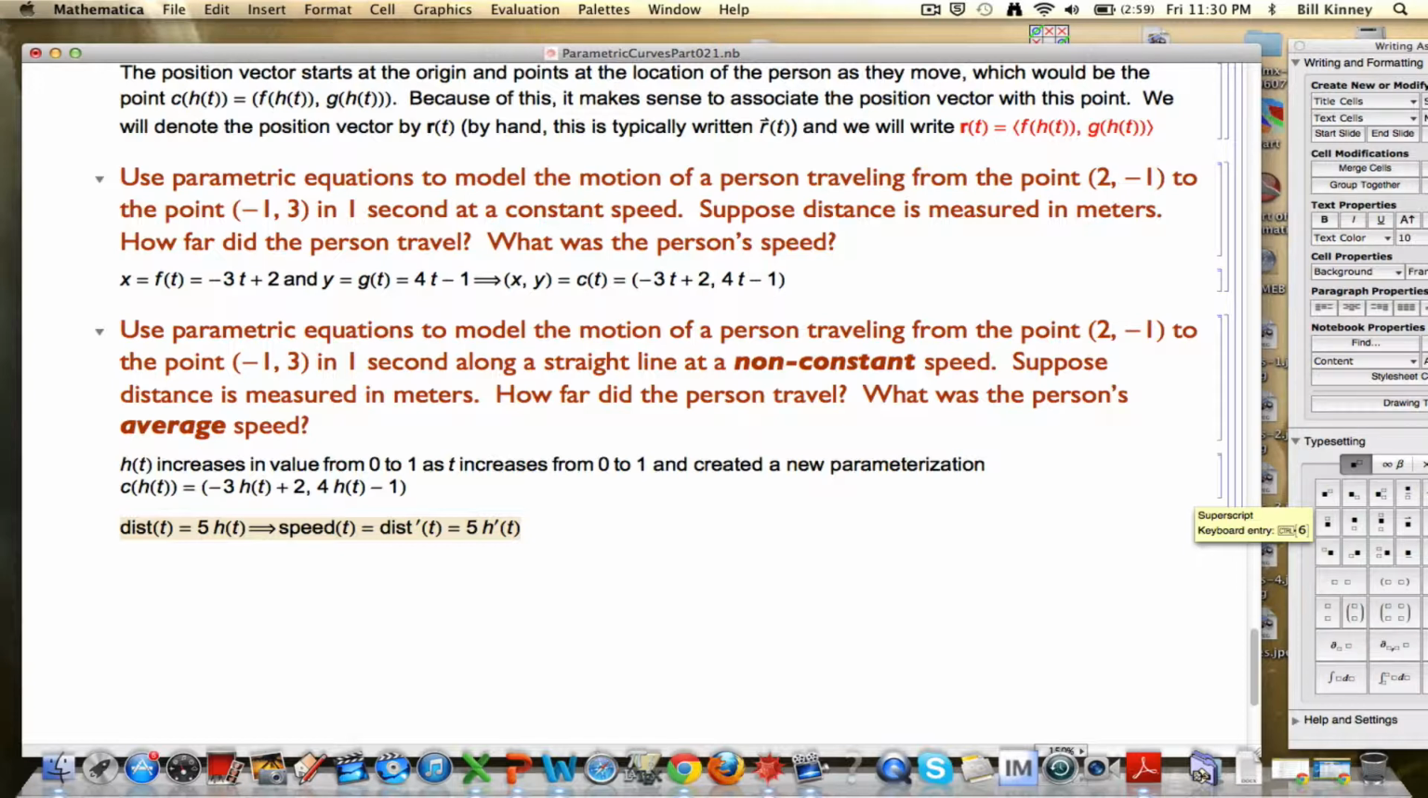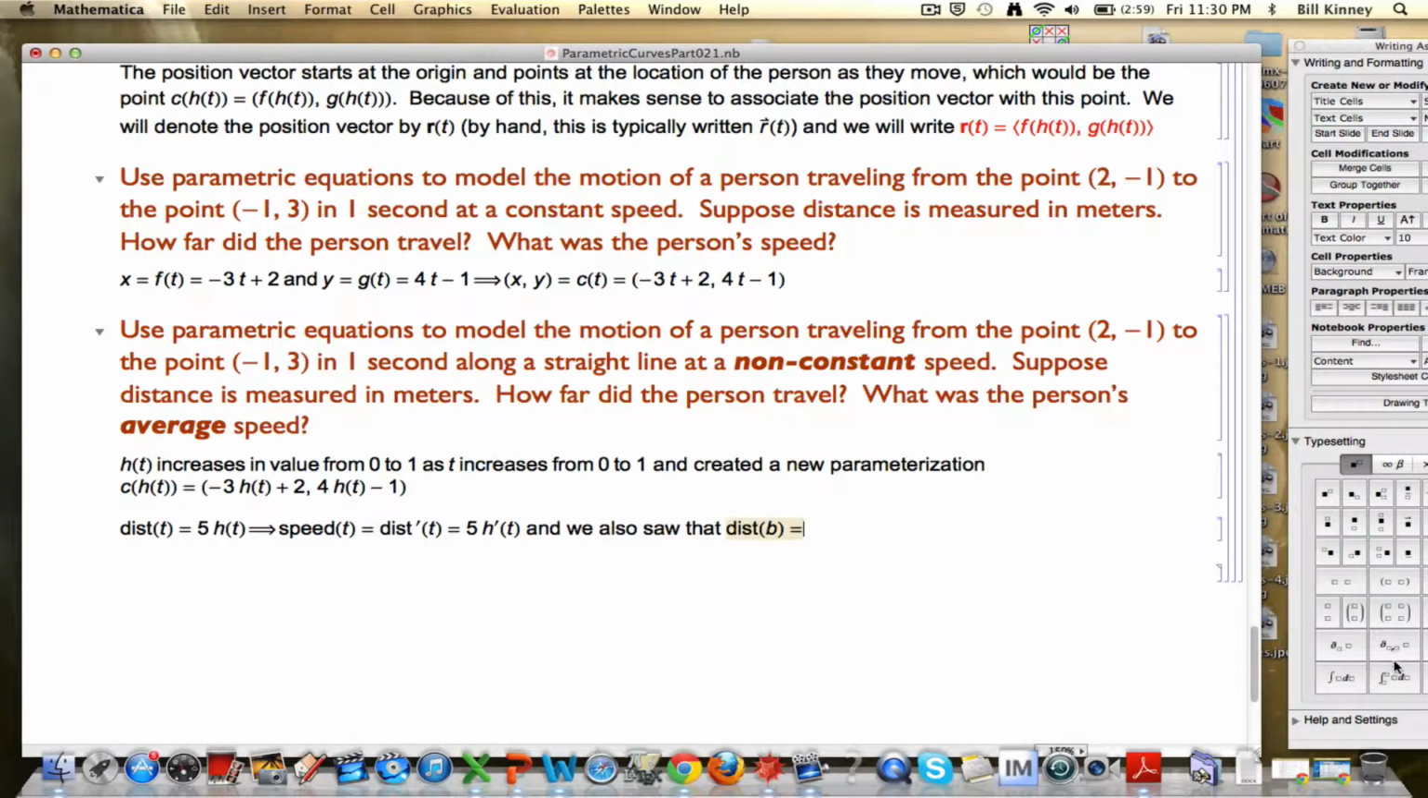Again, I'm not specifying what h(t) is. We also saw that the distance traveled up through, say, time b was the area under the speed curve.